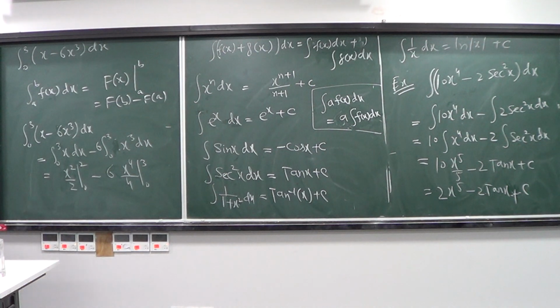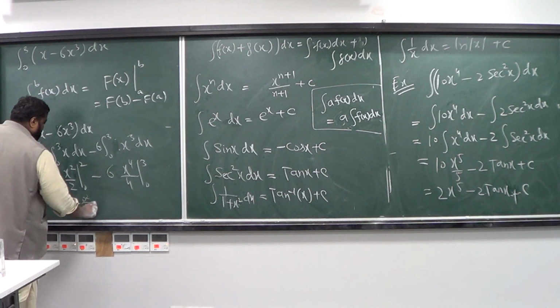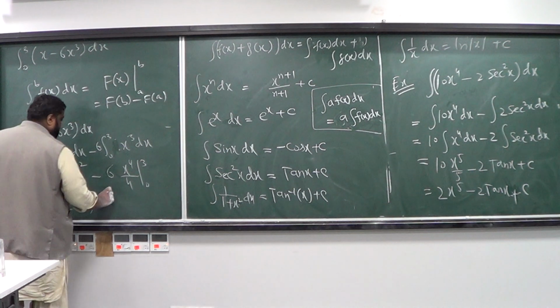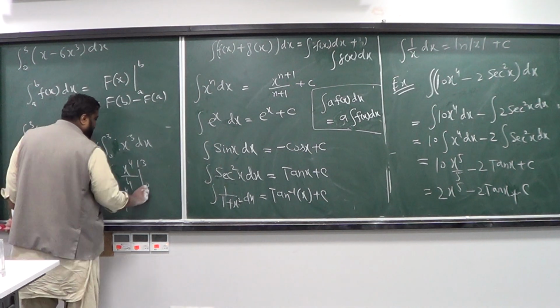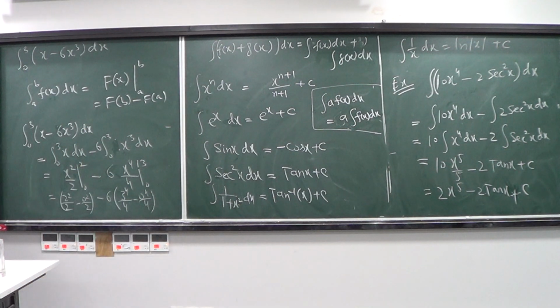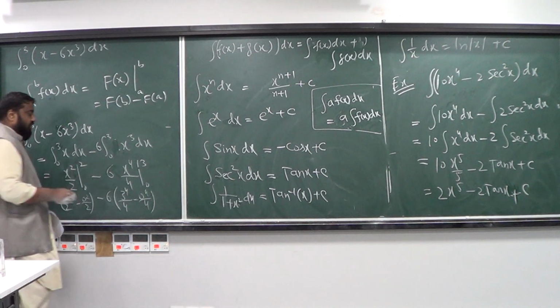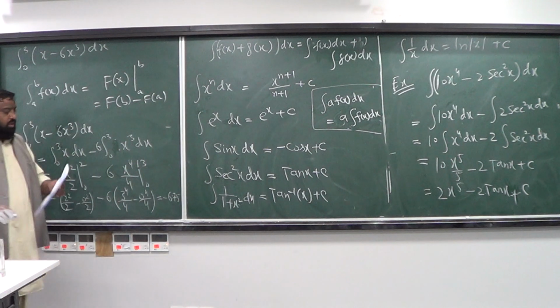So you see how easy it is to calculate the integrals. You don't have to get into all these sums and all that stuff. Then substitute the values. You're going to have 3 square upon 2 minus 0 square upon 2, minus 6 times 3 power 4 upon 4 minus 0 power 4 upon 4. Just calculate this number, and it is going to turn out to be minus 6.75.